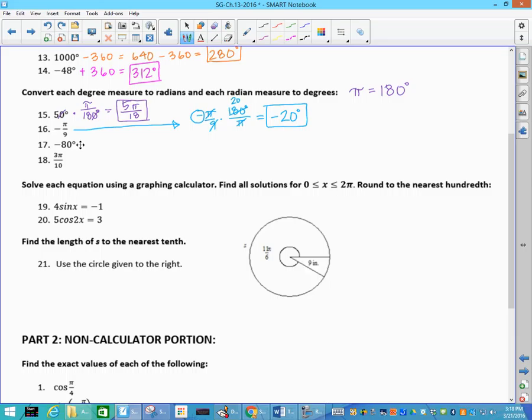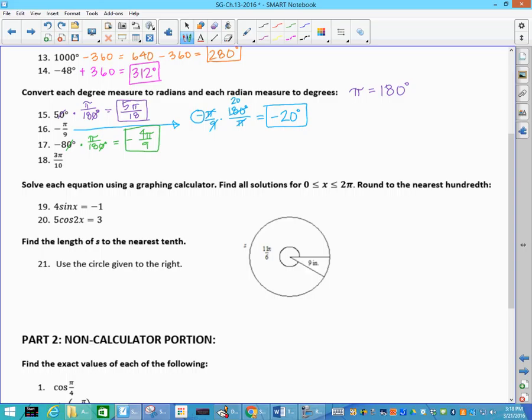Again, I have degrees, so I want to go to radians, and so pi goes on top, and 80 over 180 will simplify on your calculator to 4/9. You carry the negative over and you keep the pi in your answer.